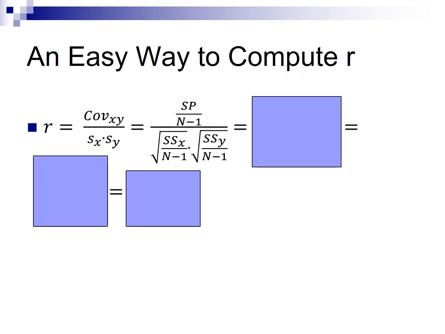If you remember the formula of the covariance of x and y, it equals the sum of the products divided by n minus 1. Then in the denominator, Sx, the standard deviation for x, equals the sum of the squares of x divided by n minus 1, and then you take the square root. Similarly, Sy is the sum of squares of y divided by n minus 1, and you take the square root of it.